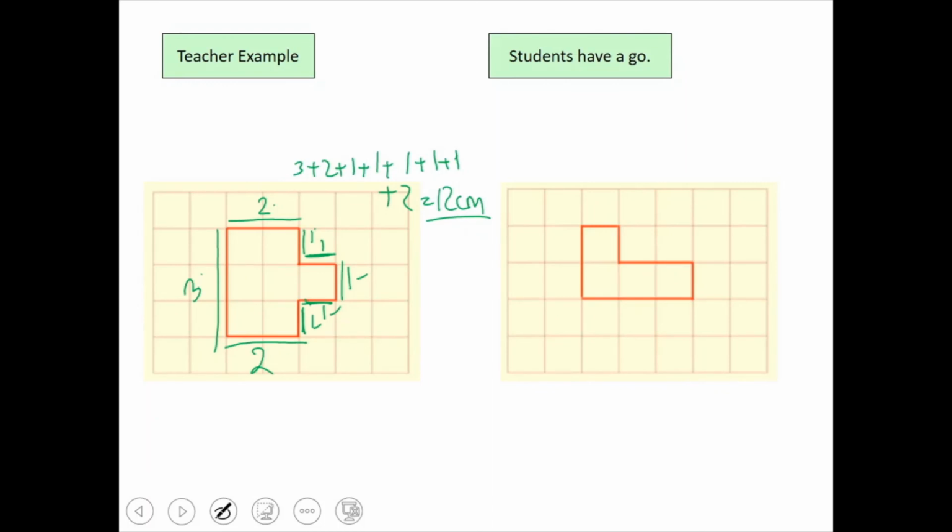Now I want you to pause the video for about half a minute to a minute and have a go at the one on the right hand side, and then we'll all go through the answers. Right, so you should have all attempted that question. As you can see, the total distance around the side using the boxes is going to be 10 centimeters.